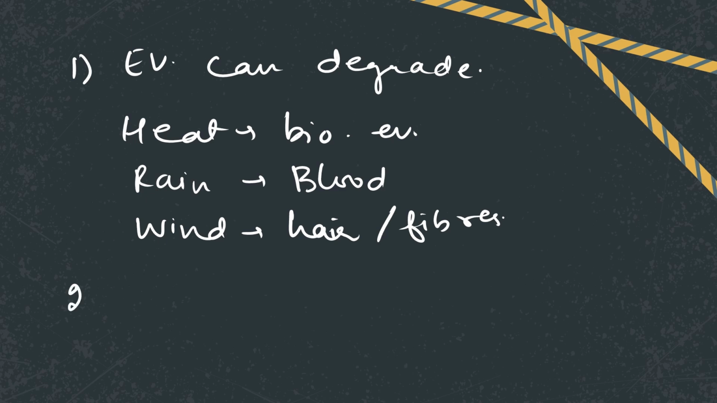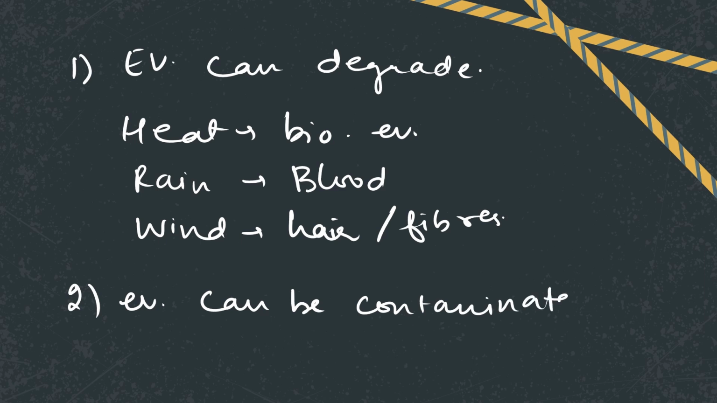The second one is evidence can be contaminated. This is even worse. One wrong step, like touching evidence without gloves, using the same gloves for multiple exhibits, or sneezing or coughing near evidence, or walking without shoe covers, and your DNA gets mixed with the criminal's DNA. Then in court, the defense will say this evidence is contaminated and your case becomes weak.